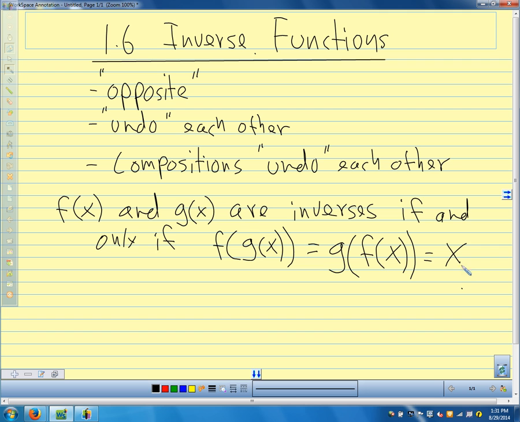We take x, we plug it into g, then we plug that into f, we end up with x. Same thing if we form the composition in the other direction. So when we form the composition in either way, we end up with x as a result. And we have to be careful that the domains of each function work with each other. We're not going to write all that down, but this is our test for inverse functions.